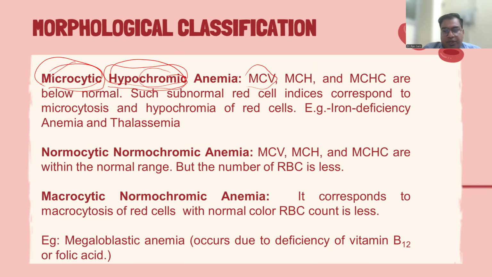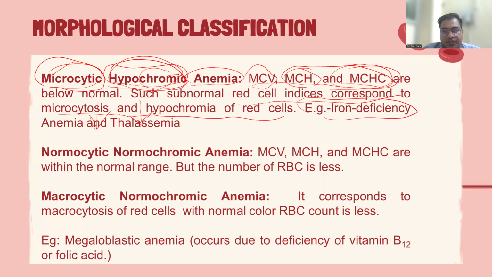So this MCV, mean corpuscular volume, mean corpuscular hemoglobin, and mean corpuscular hemoglobin concentration, these parameters represent cell size or the color. So in case of microcytic, the size of the cell will be reduced, and hypochromic means that concentration of hemoglobin will also be reduced. Such subnormal red cell indices correspond to the microcytosis and hypochromia of red cells. Common examples are iron deficiency anemia and thalassemia.